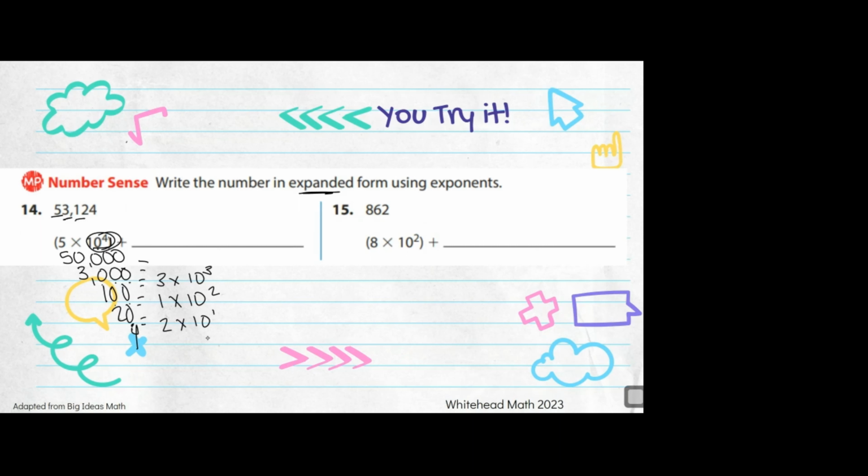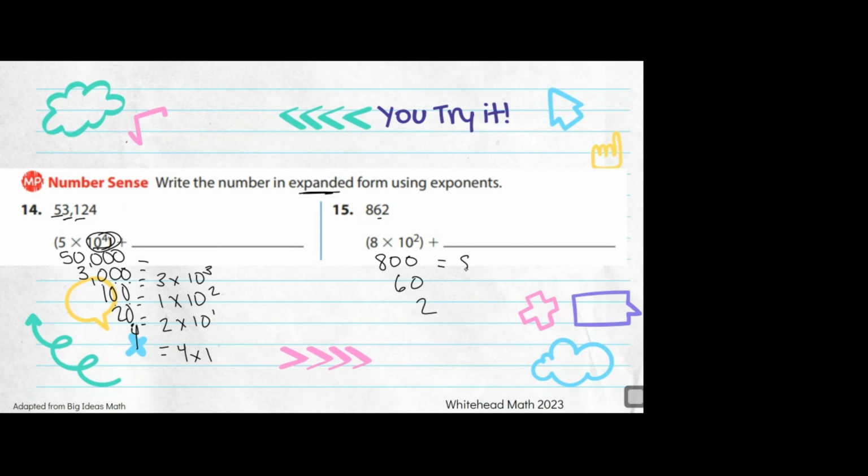2 × 10, you could say to the first power, or just leave it. You don't have to put the 1. And then 4 is in the ones place. Okay. The next number, they did the first one for us. The 8 is in the hundreds place. The 6 is in the tens place. And the 2 is in the ones place.